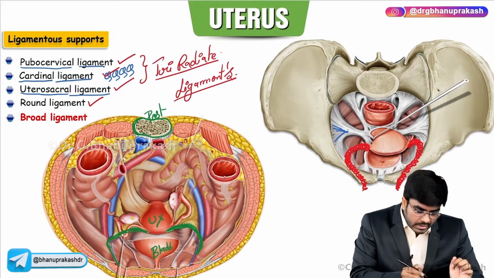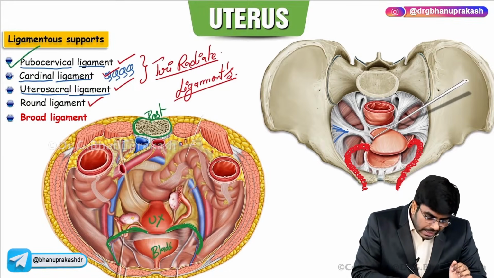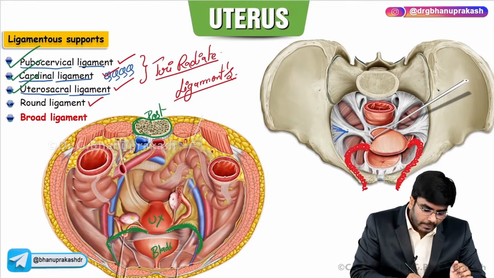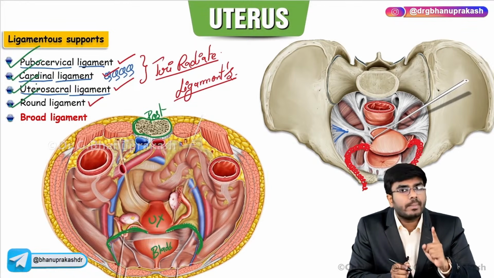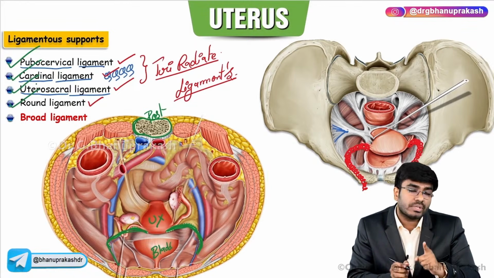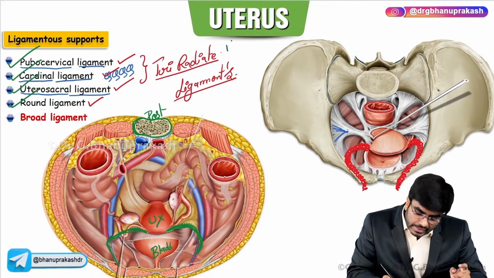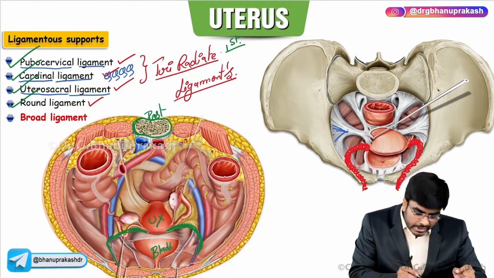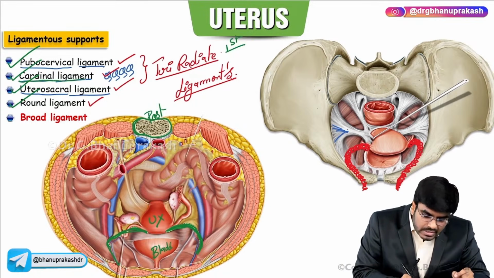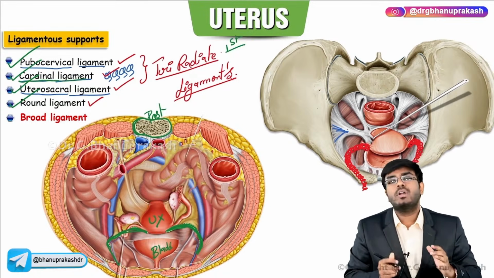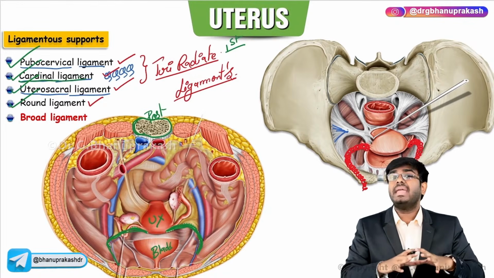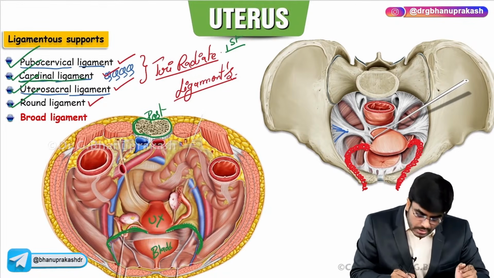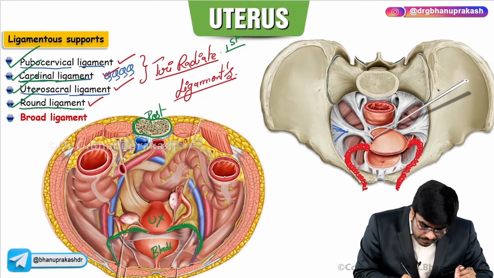Now, pubocervical ligament, cardinal ligament, uterosacral ligament, and round ligament. All these ligaments are the supports for the uterus. Main supports are the triradiate ligaments. Even within the triradiate ligaments, cardinal ligaments are the main supports. Round ligament, is it a support or not? Yes, it's a support, but not the main support. It's a secondary support.